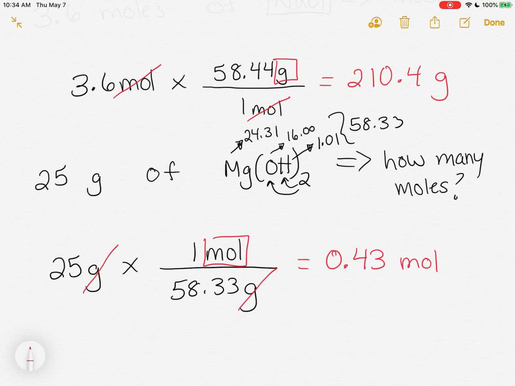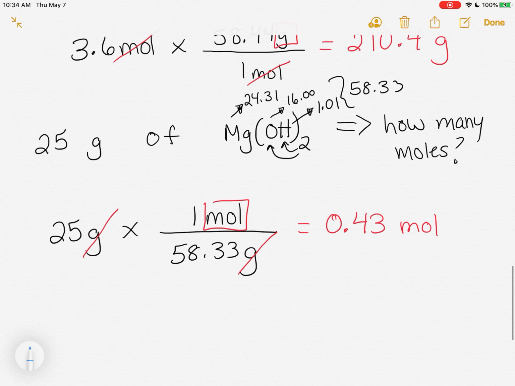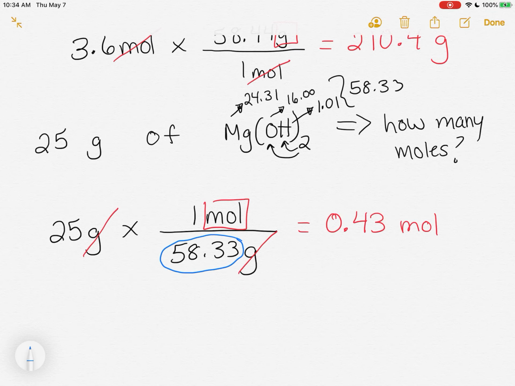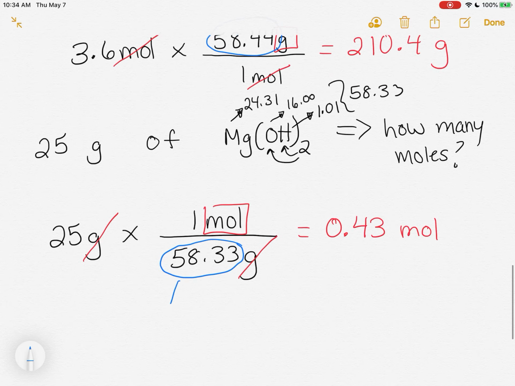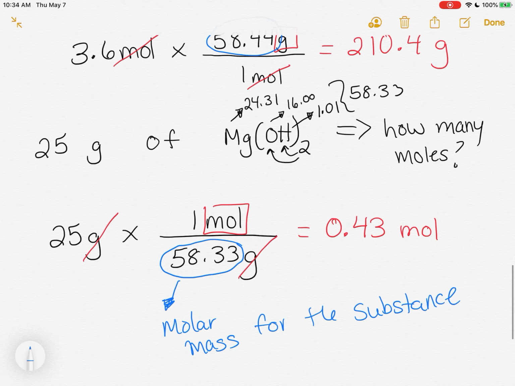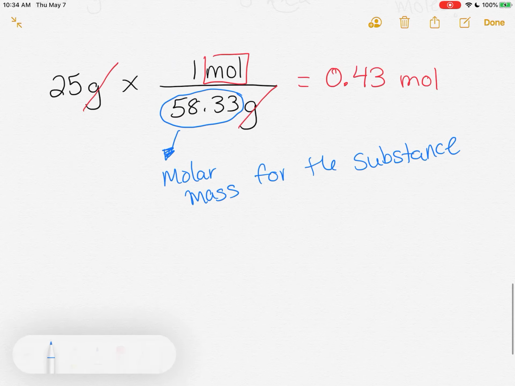Okay, and the only thing we need is we need to have that molar mass. And so this conversion factor, the number on the top of the conversion factor, right? That is always going to be molar mass for the substance. So if it's just an atom, that comes directly from the periodic table. If it's a compound, you have to make sure that you add up all the atoms in the compound to get that molar mass for that specific substance.